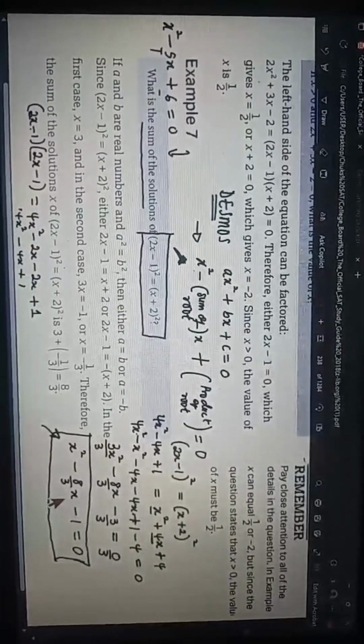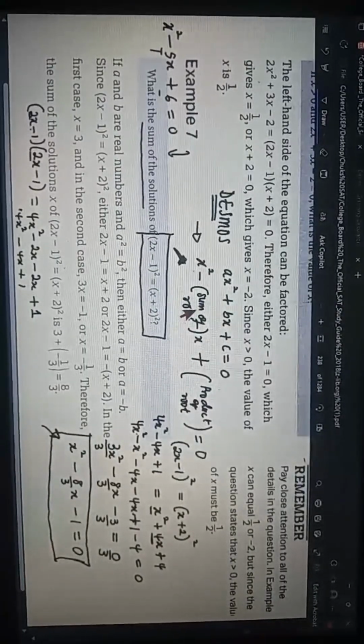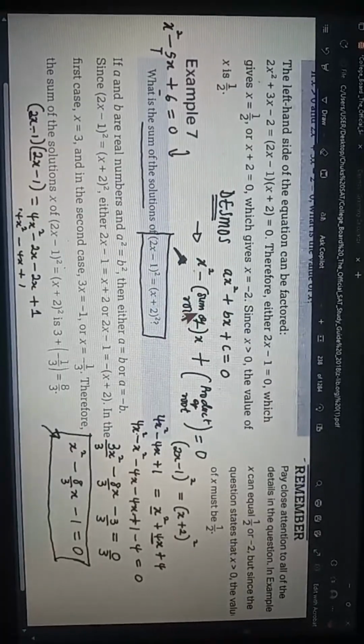Feel free to put it down in the comment section what you think the sum of the root will be and the product of the root would be. Just compare these two equations and tell me in the comment section what you feel the sum of the root or sum of the solution would be.